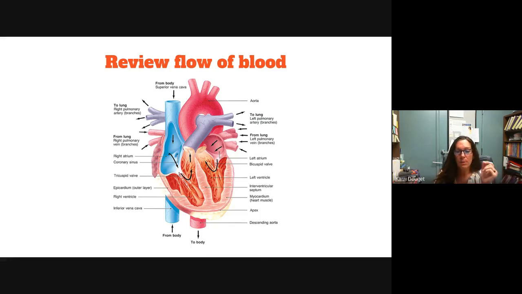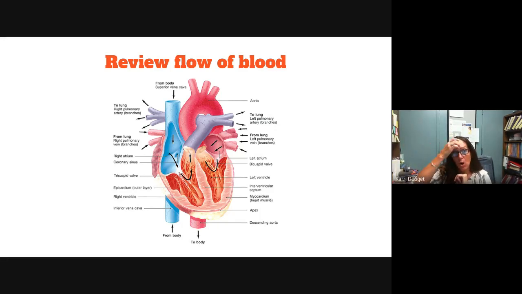Okay. You need to be able to tell which valve is which. Tricuspid is on the right side, right? You got to try before you buy. So tricuspid is on the right side, bicuspid is on the left. Trace the drop of blood, go through the main structures. Vena cavas into the right atrium, through the tricuspid into the right ventricle. It's going to my lungs, so it goes through the pulmonary valve, through my pulmonary artery.